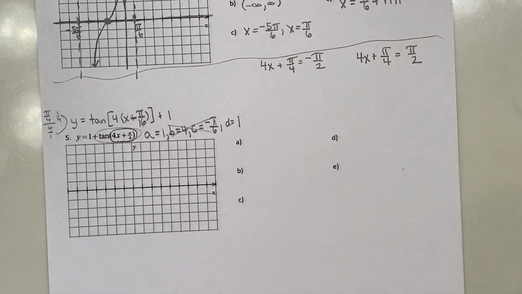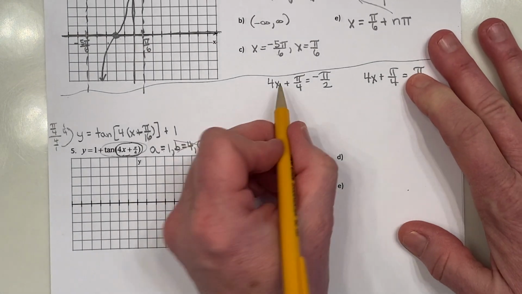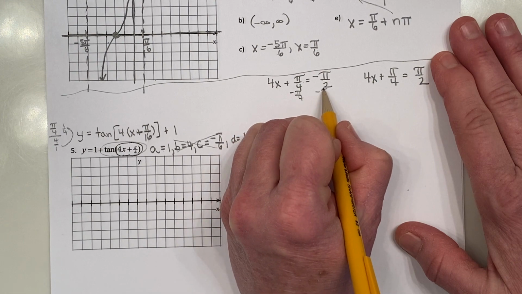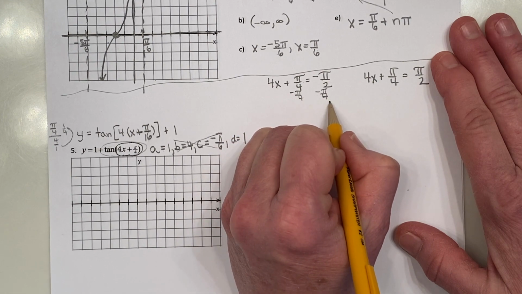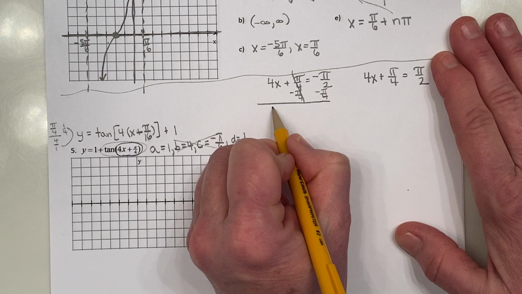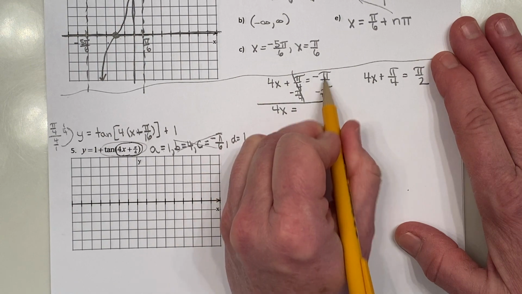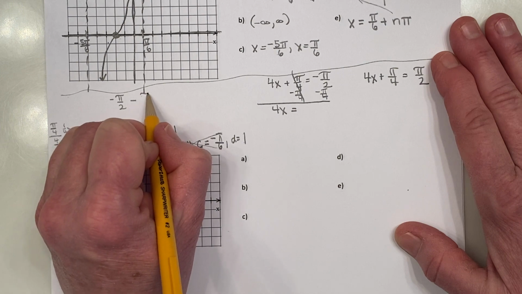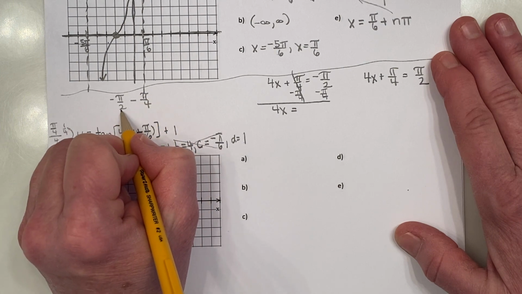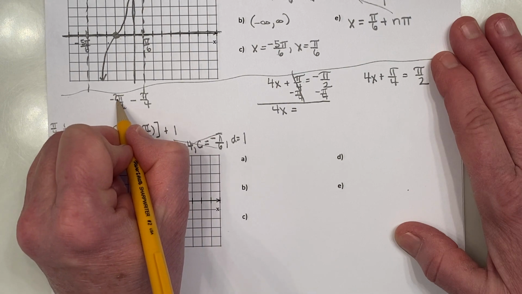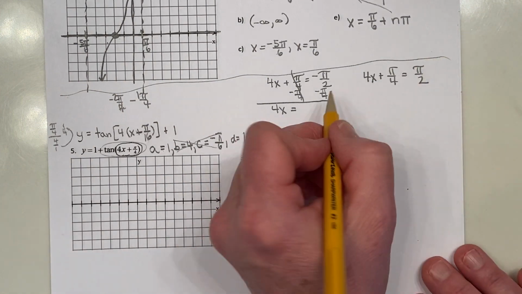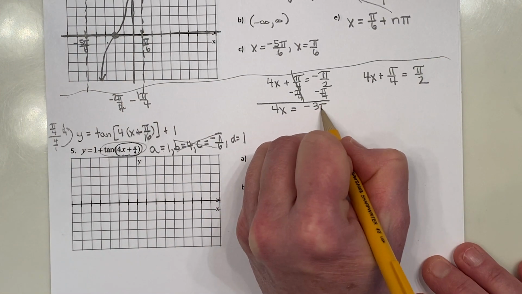All right, it's going to take some work here. So, all right, let's solve for x. So first we subtract pi over 4. All right, so 4x equals negative pi over 2 minus pi over 4. Well, let's get a common denominator of 4. So that means if this becomes 4, multiply the top by 2. So we have negative 2 pi and a negative 1 pi. So this is negative 3 pi over 4.